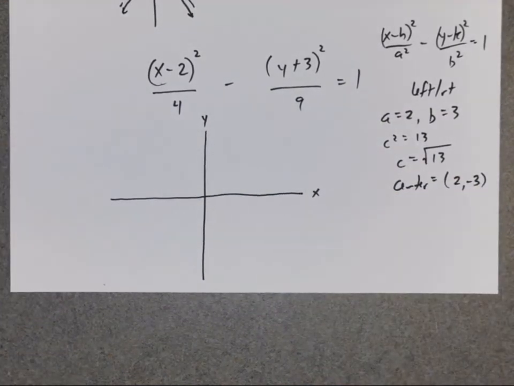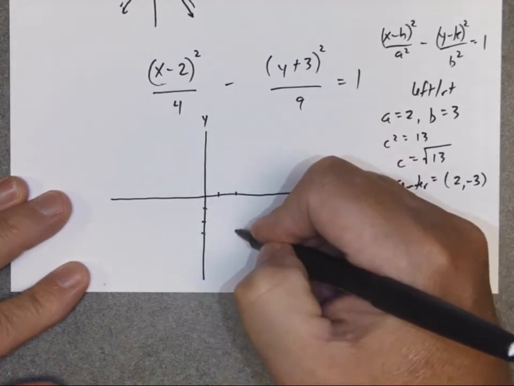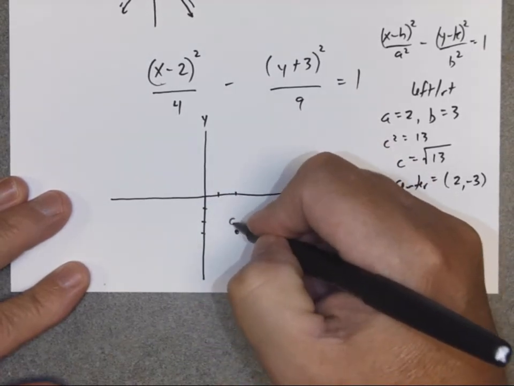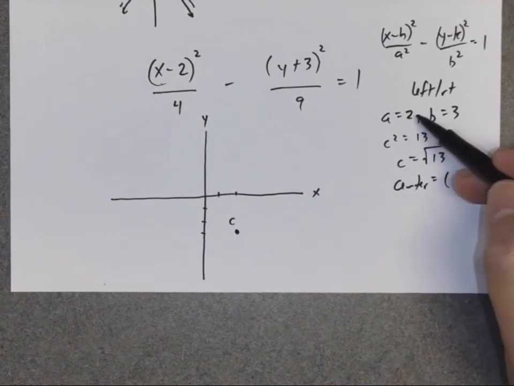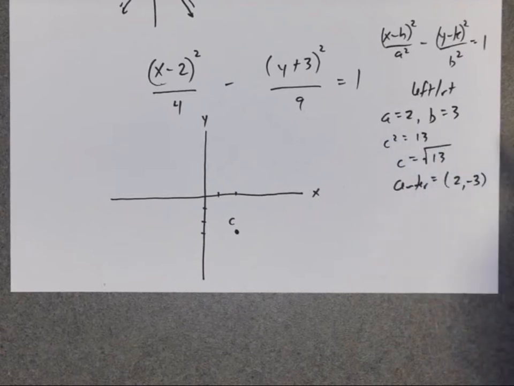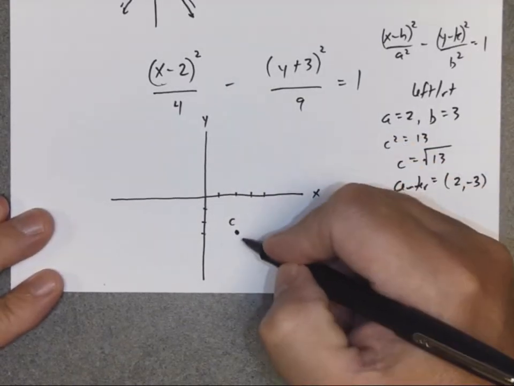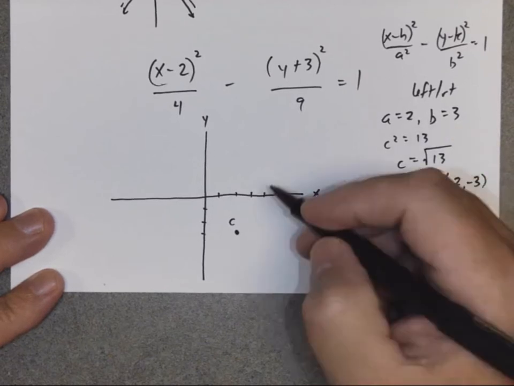So the center is 2, negative 3. There's the center. Now for A, I'm going to go left. It's a left and right hyperbola, so for A, I'm going to go left 2 and right 2. So the center is this.